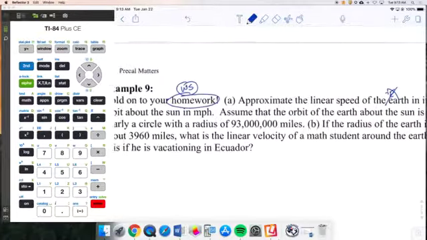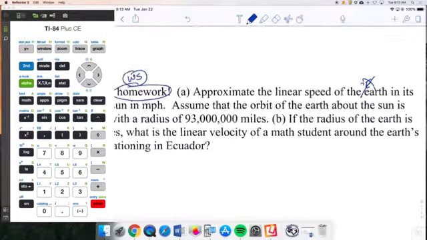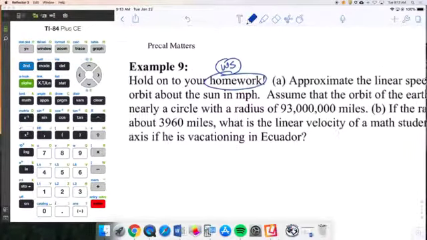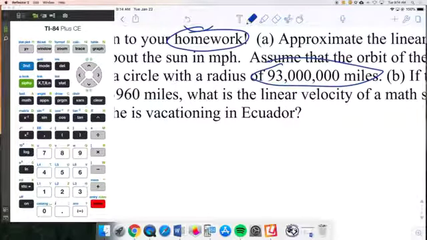It's orbiting the sun. Approximate the linear speed of the Earth as it goes around the sun. Assume that the orbit of the Earth around the sun is nearly a circle with a radius of 93 million miles. That's another good thing to kind of know. How far away are we from the sun? Approximately 93 million miles.